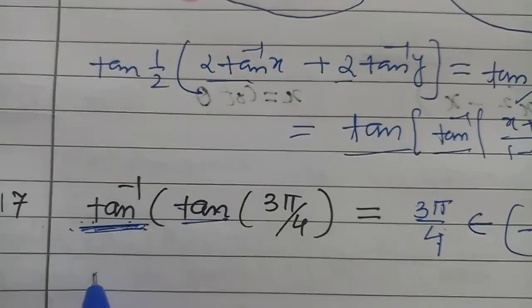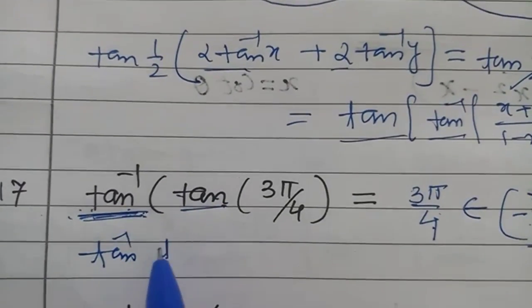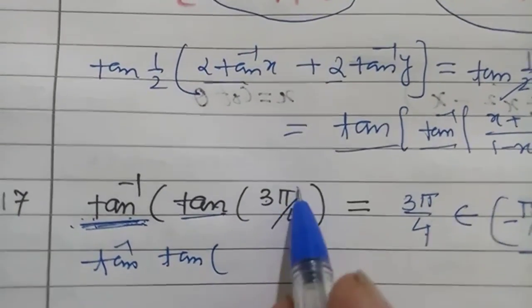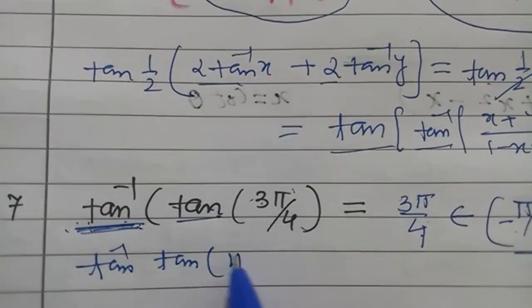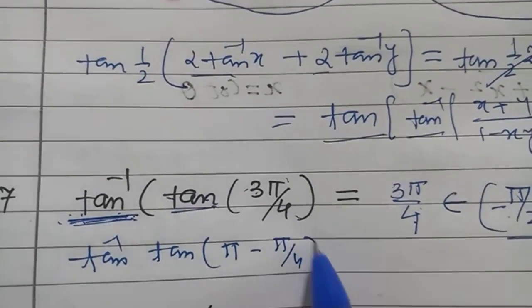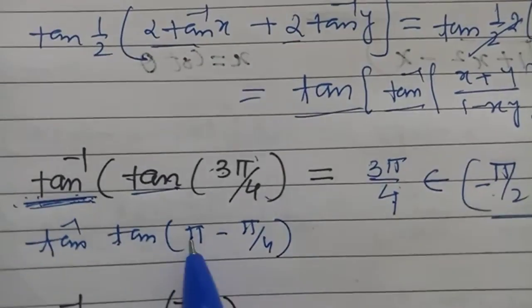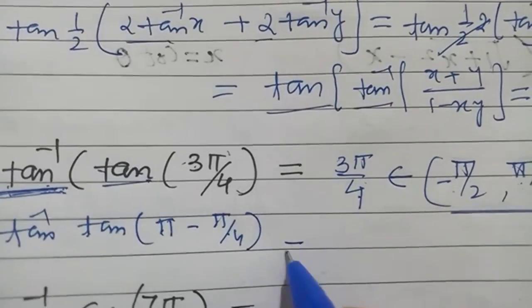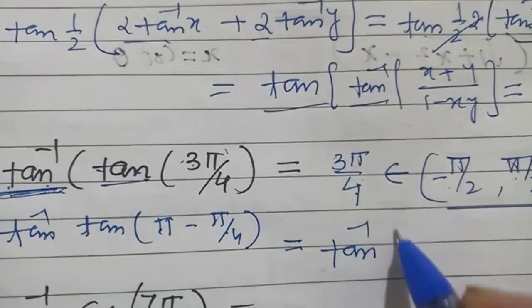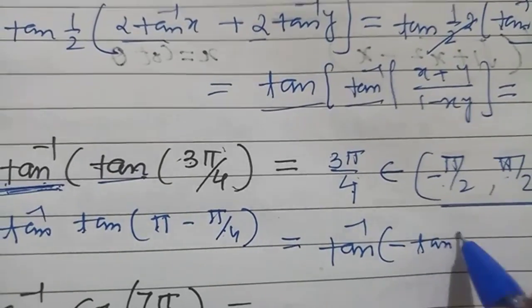So I have to change it. It is tan inverse tan. What can this be written as? What is 3 pi by 4? Divide by 4, what does it become? Pi minus pi by 4. What is tan of 180 minus theta? In the second quadrant tan is negative. So it is minus tan pi by 4.